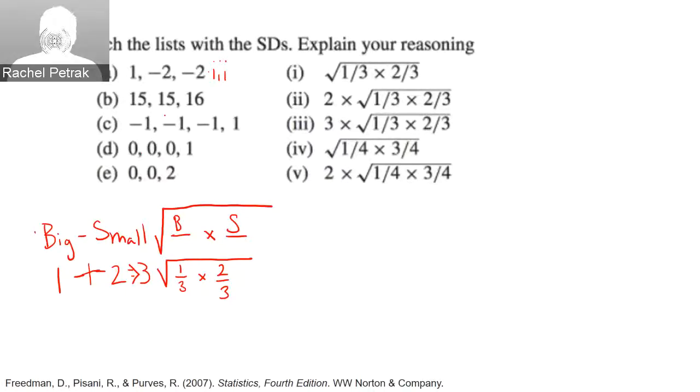We can repeat the process for each of these. We'll do another one. For item B here, we've got 16 as our big number.